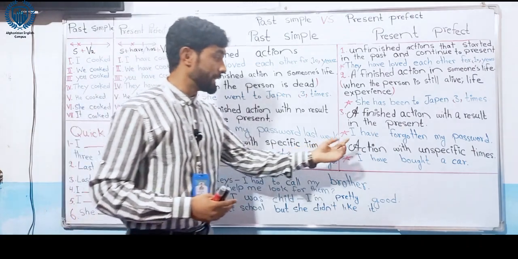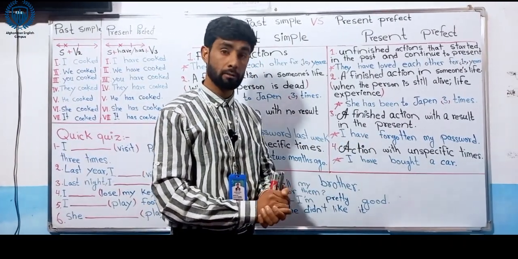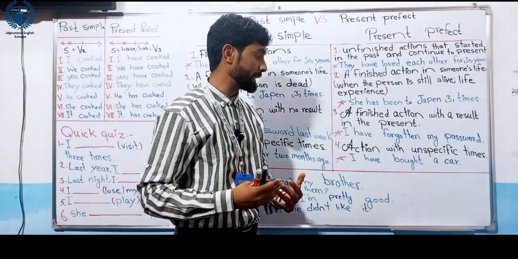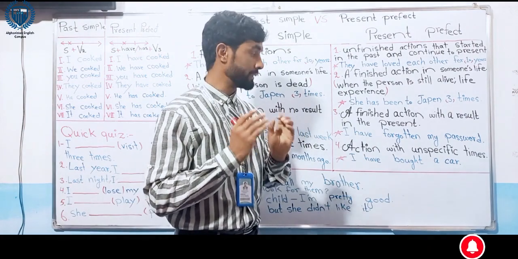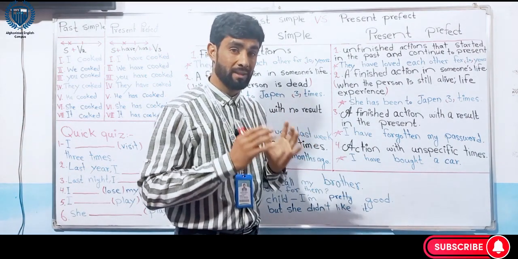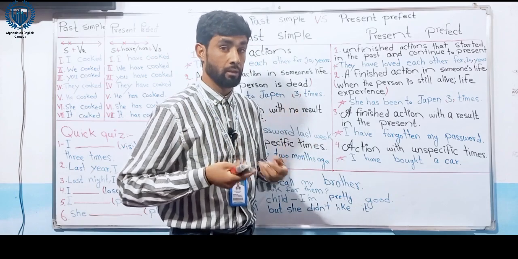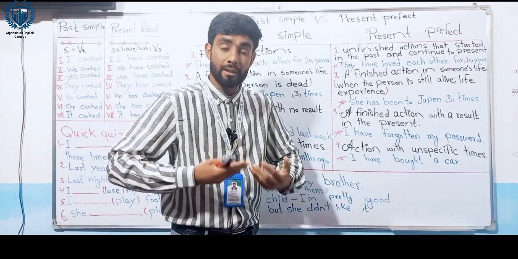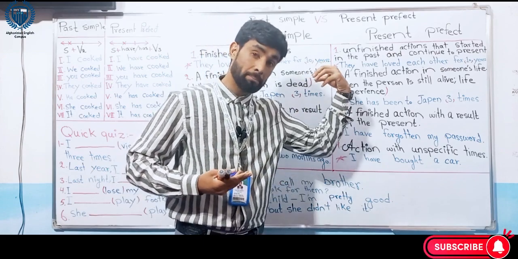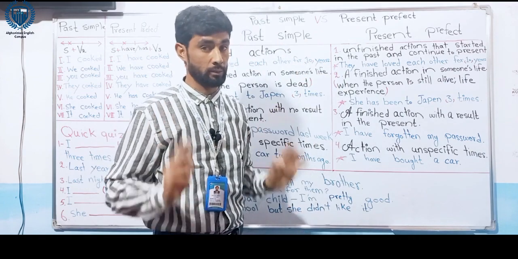But if I say with present perfect, I have forgotten my password, it means right now I don't know how to log into my account, and I'm stuck. I'm stuck with this problem, how to log into my account. I don't know because I have forgotten my password. So the effect, the result is in the present. I have forgotten my password. Now the result is I cannot get into my account.